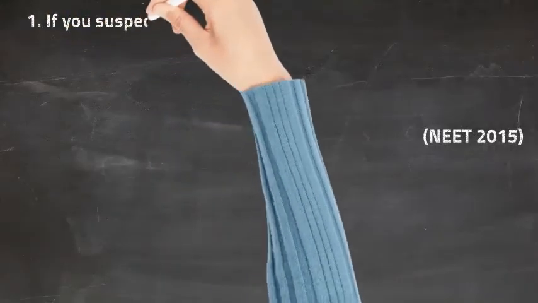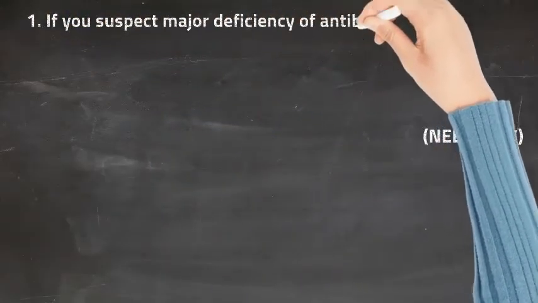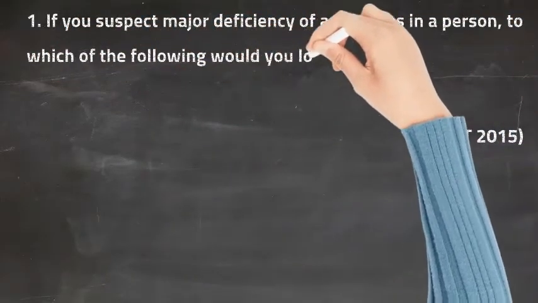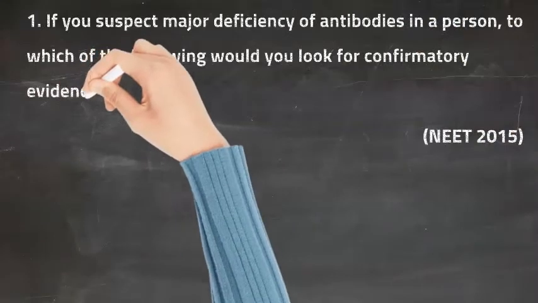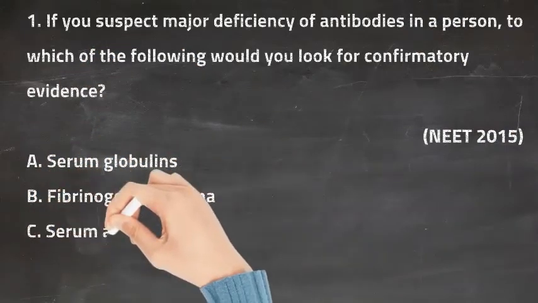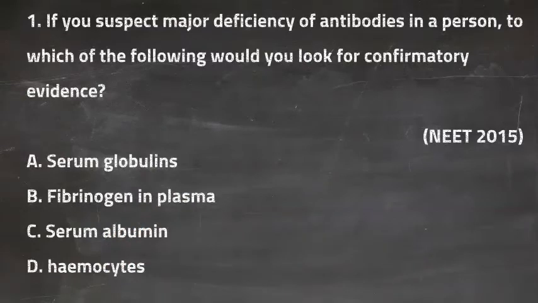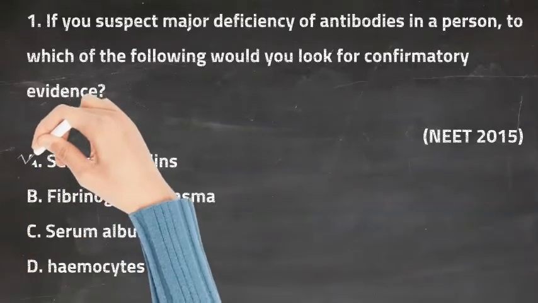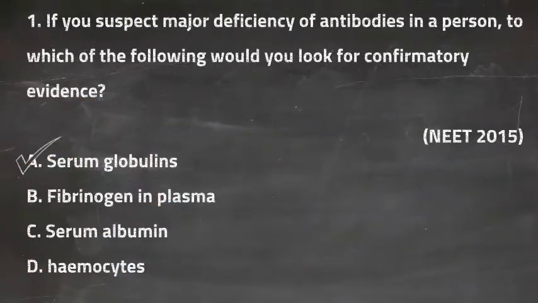The first question is, if you suspect major deficiency of antibodies in a person, to which of the following would you look for confirmatory evidence? The option A is serum globulins, the option B is fibrinogen in plasma, the option C is serum albumin, and the last option is hemocytes. So the right answer for this question is option A, that is serum globulins.